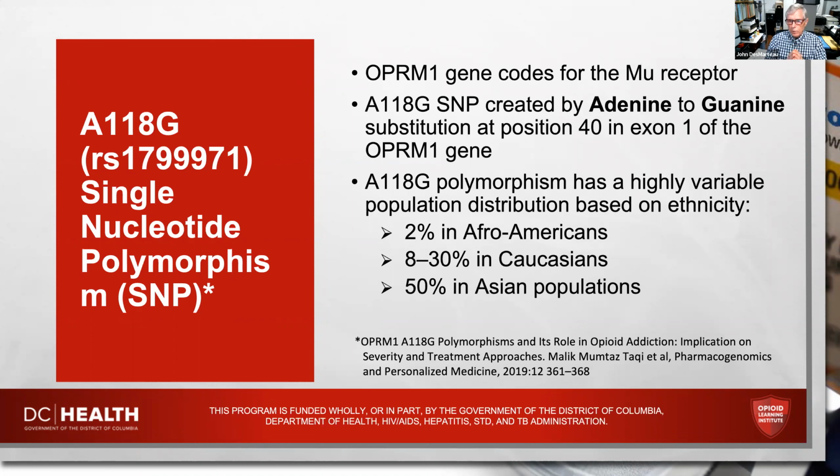Okay, so there is a gene, the OPRM1 gene, that codes for the mu receptor. And in some people, an SNP is created by an adenine, which normally binds to thymine, being bound to guanine in a person's DNA. Okay, so it's a mutation. How it came to be, we don't know. But it does have a distribution based on ethnicity. It's about 2% in African-Americans, 8 to 30% in Caucasians, and about 50% in Asians.